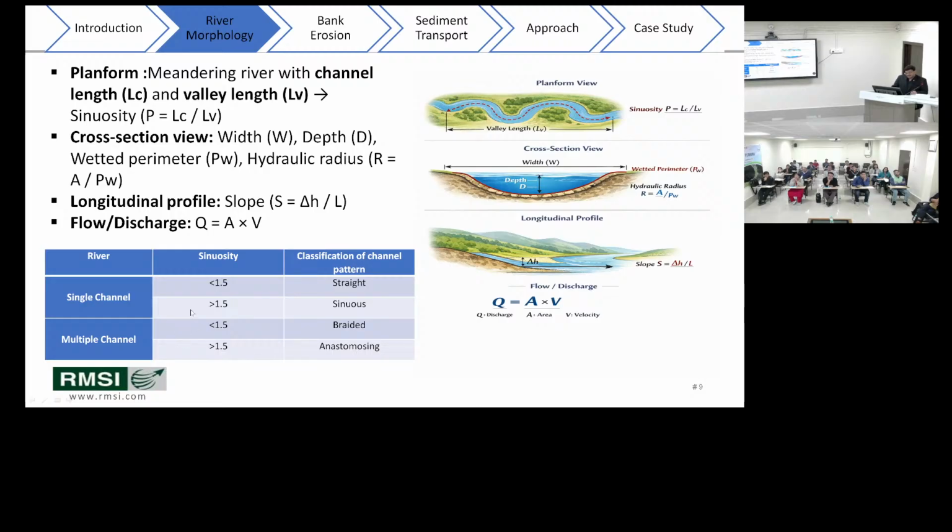If we see the table over here, we define the channel as single channel and multiple channel. If the sinuosity index is less than 1.5, we call it a straight channel, and if it is greater than 1.5, we call it sinuous. I will be performing this in QGIS to show how a river's sinuosity is calculated and what the pattern of the river is.